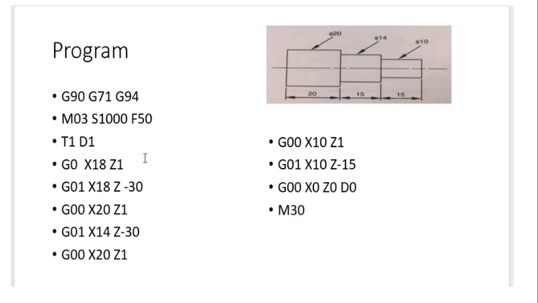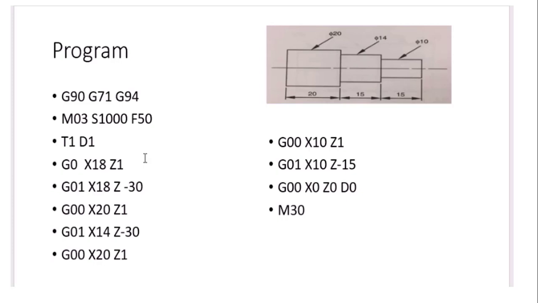Then there's G71. G71 stands for the metric dimension. G94 is your feed rate in mm per minute. Then M03 stands for spindle start in the clockwise direction with speed S1000 rpm, and F is 50, which is feed, 50 mm per minute. T1 stands for your tool number 1, and D1 stands for your workpiece coordinate system has been initiated.